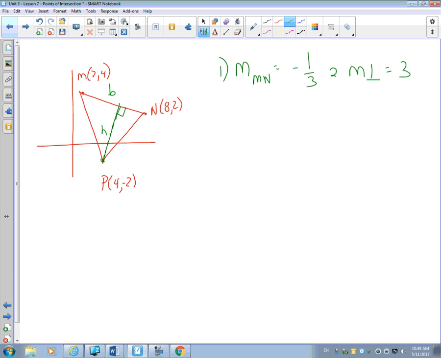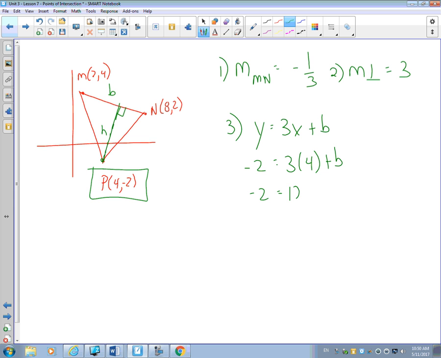So right off the bat, I've got myself a slope. That's step 1 and step 2. Step 3 is I want to find the equation of this line. So I fill in what I know, 3x plus b. To find b, I need a point. Well, I know it goes through 4, negative 2. I can see it. It's in my picture. So I can solve for b. And if we do that, I get negative 14 equals b. So this equation is y equals mx plus b. Okay, I got myself the equation.